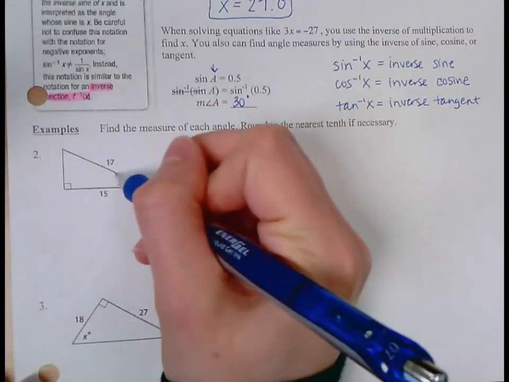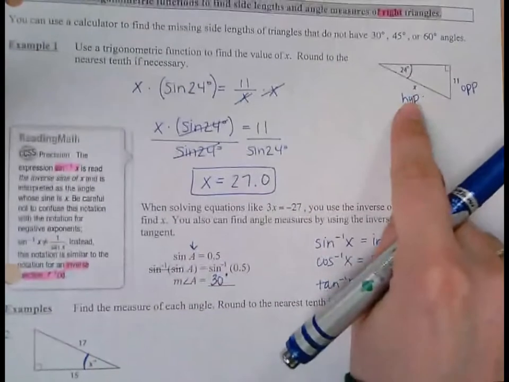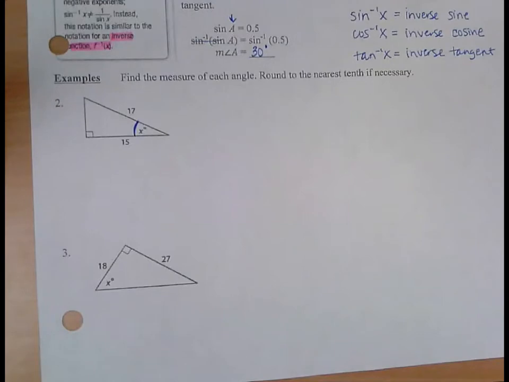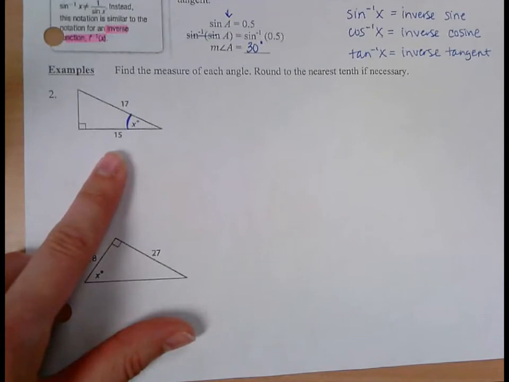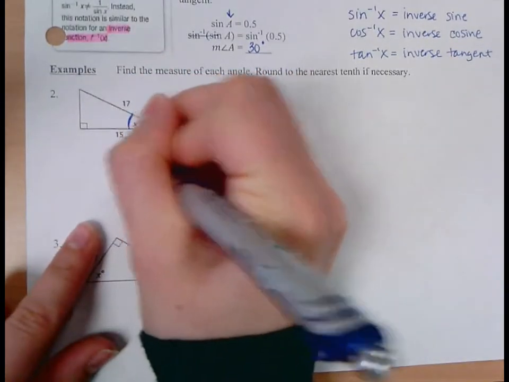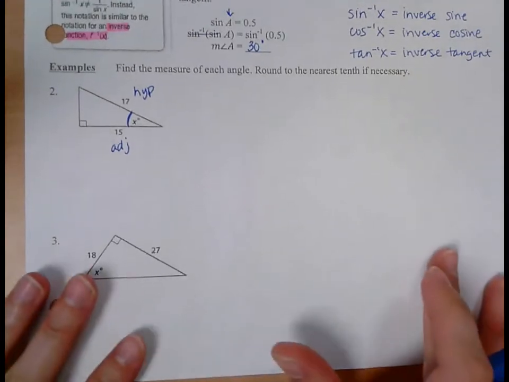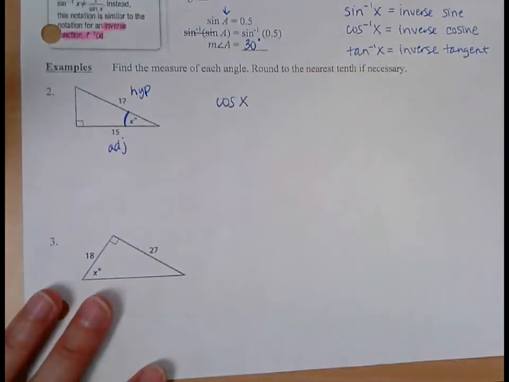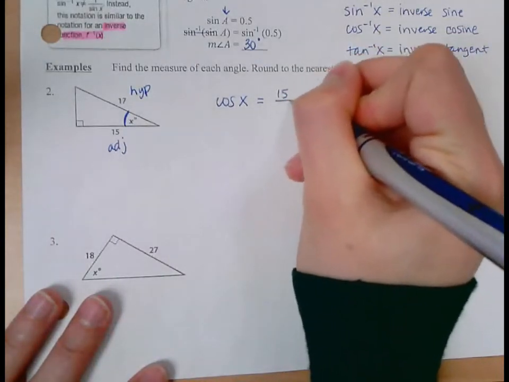So for example 2, here's our angle x that we're looking for. So again, you want to start the same way we started example 1. Identify the two sides you're given, if they're opposite, adjacent, or the hypotenuse with respect to angle x. So what would the 15 be? Opposite, adjacent, or hypotenuse? Adjacent, and what's the 17? So what trig function would we use if we have adjacent and hypotenuse? Cosine. Cosine is adjacent over hypotenuse. So I would write this first as cosine of x is equal to adjacent over hypotenuse, which is 15 over 17.